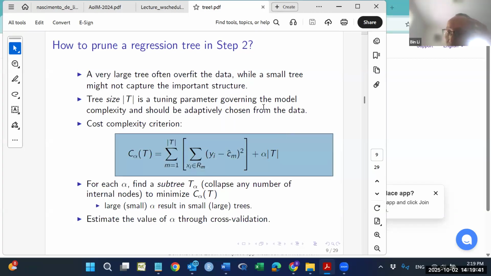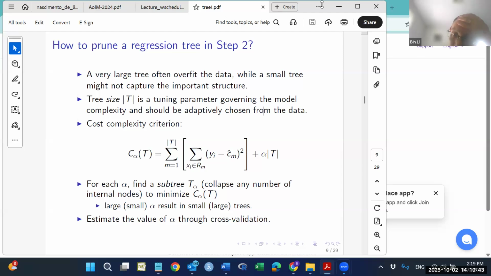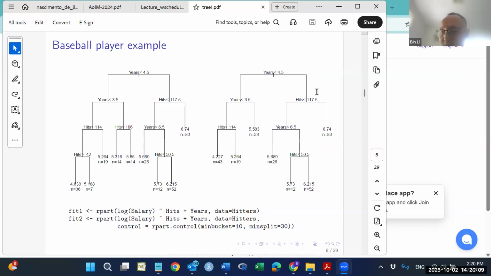Look at this criterion. What is the first term? For the first term, there's a notation. What is this notation? This is the tree size. T stands for the tree. We have two vertical lines here, which is the notation for the tree size. Remember, what is tree size? Tree size is the number of leaves.